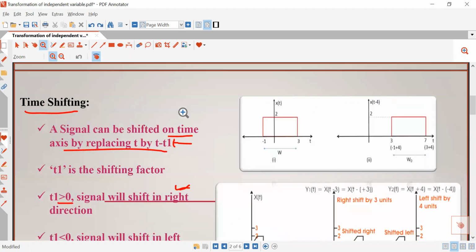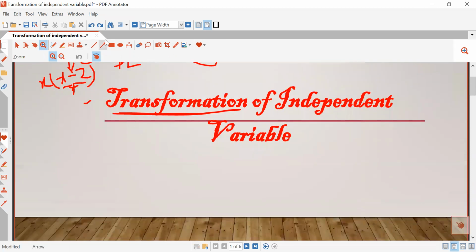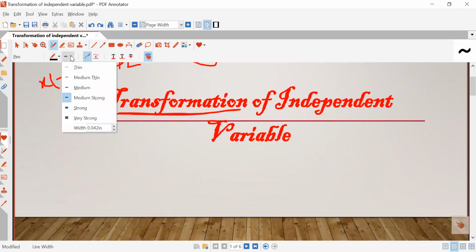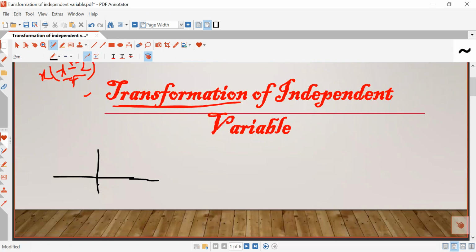Let us consider one more numerical example. Suppose this is a signal. This one is the signal. This is a triangular signal, and this one is the time axis, and this is the physical quantity. One point on the time axis is 0 and the other point on the time axis is 2.